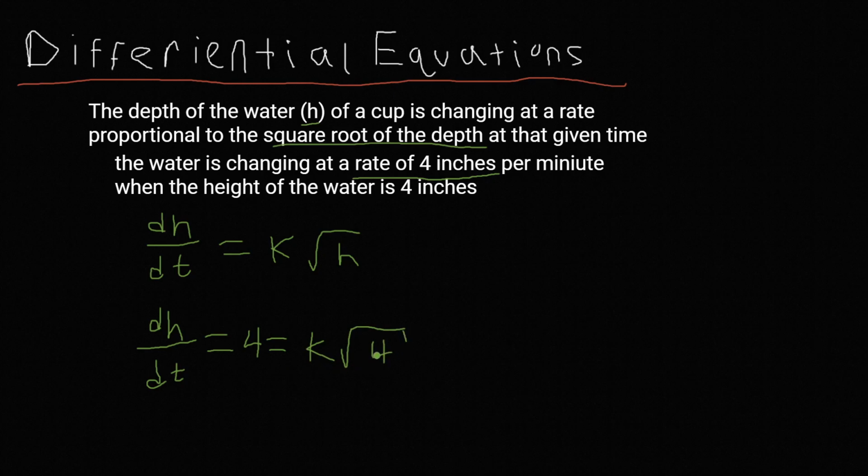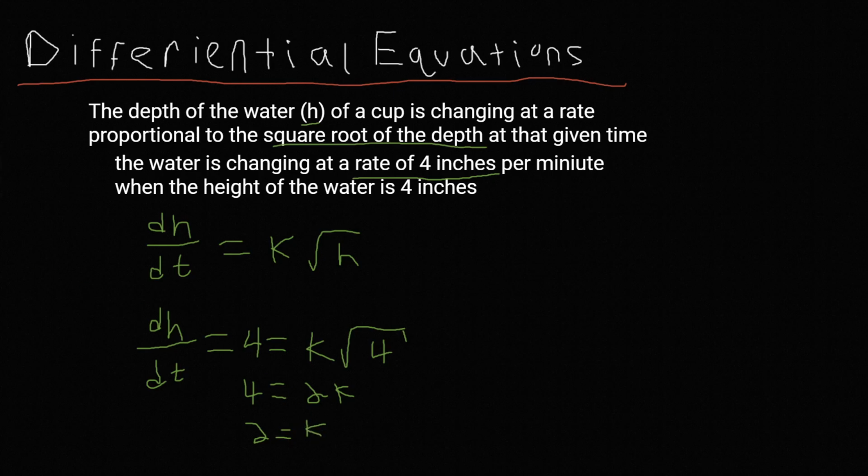And now we can do some simple algebra here. We know that the square root of 4 is actually 2. So 4 is equal to 2k. Divide both sides by 2. 2 is equal to k.